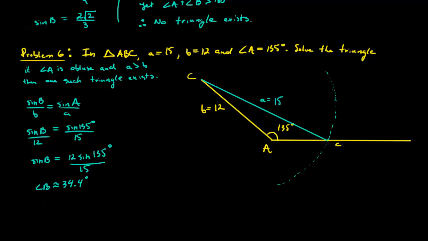That means that angle C is equal to 180 degrees minus 34.4 degrees minus 135 degrees, which is equal to 180 minus 34.4 minus 135, which should give you 10.6 degrees. Okay, so angle C is equal to 10.6 degrees.